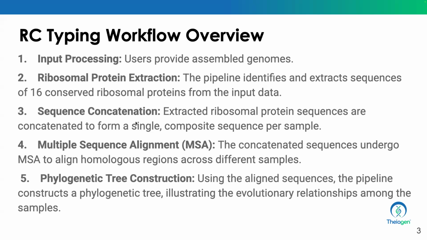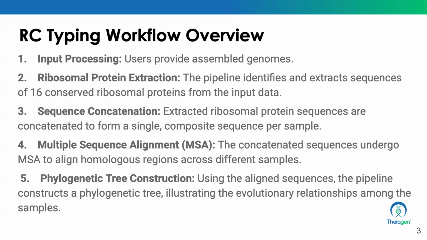So the key takeaway here is you need a GenBank file that is annotated. You need references that consist of 16 ribosomal proteins, and these are conserved through the bacterial kingdom. And then the workflow concatenates these sets of sequences, does a multiple sequence alignment, and then the phylogenetic tree construction.